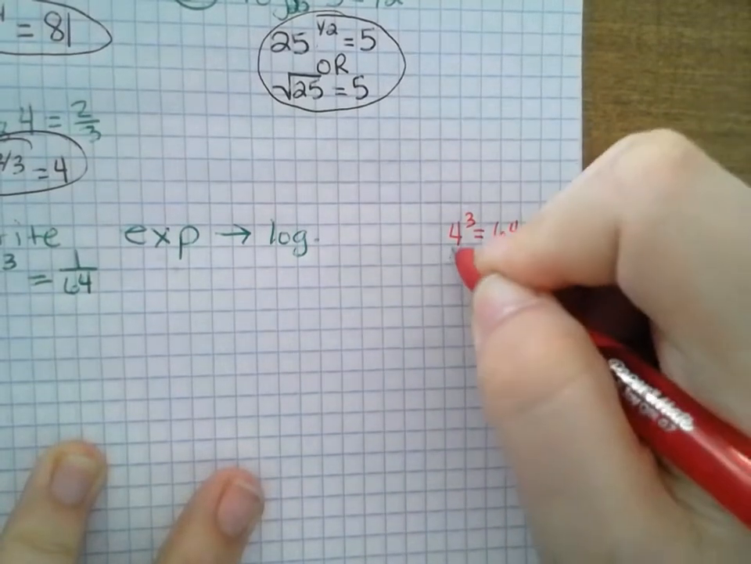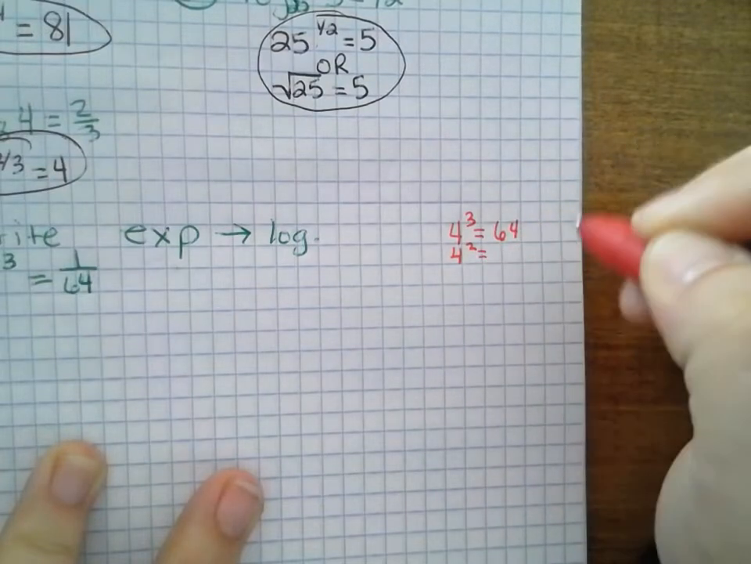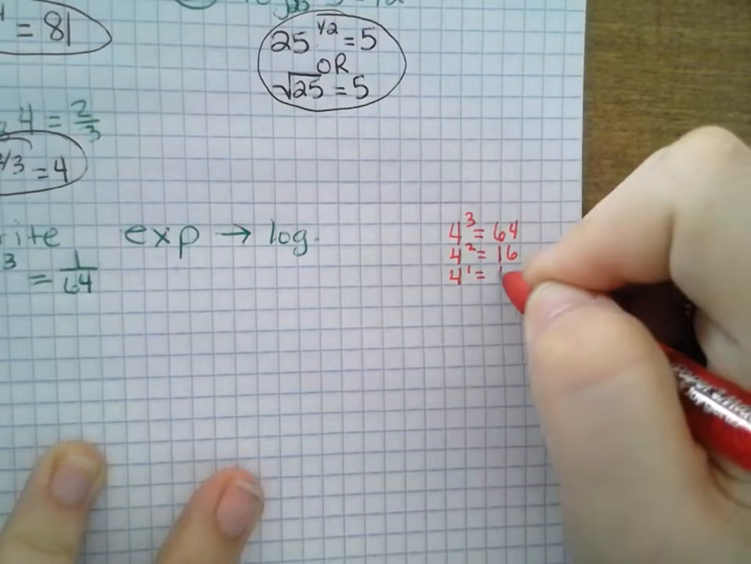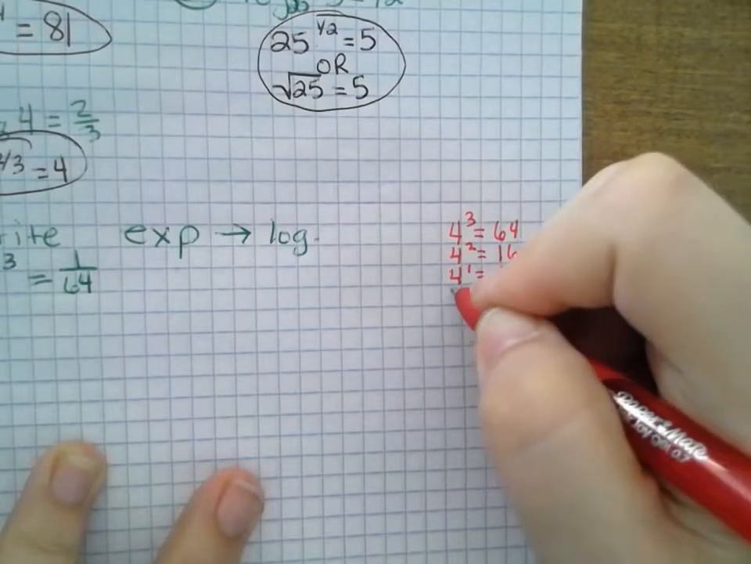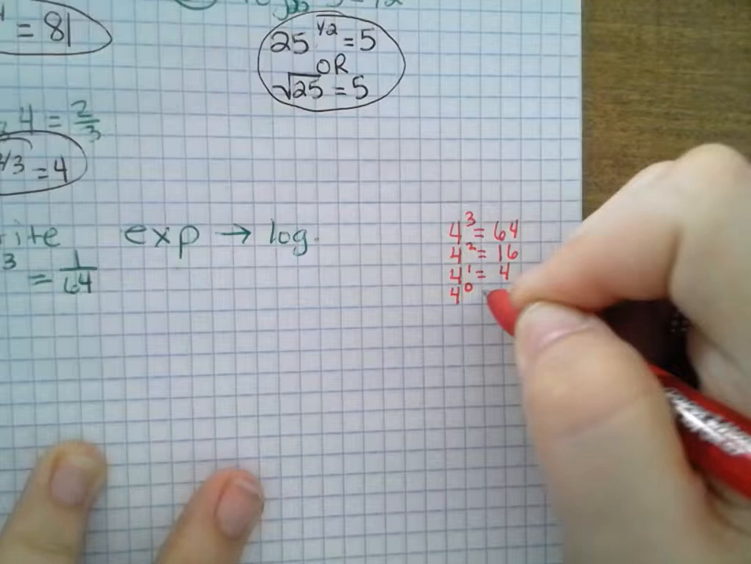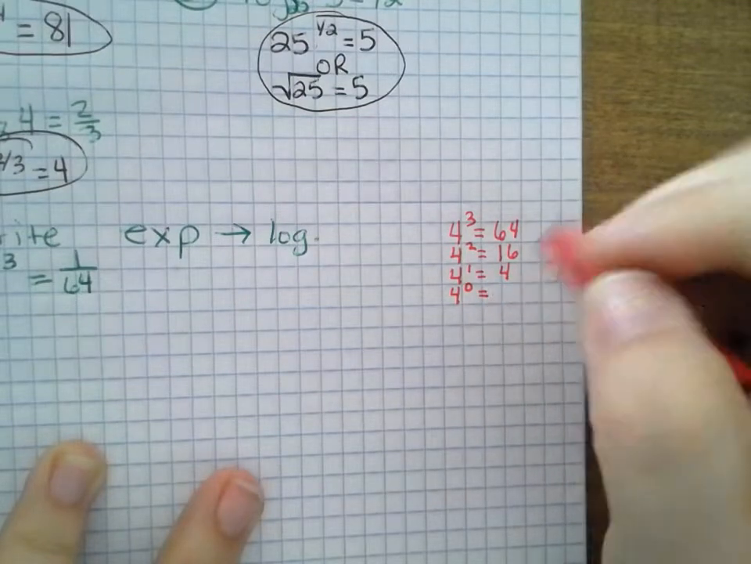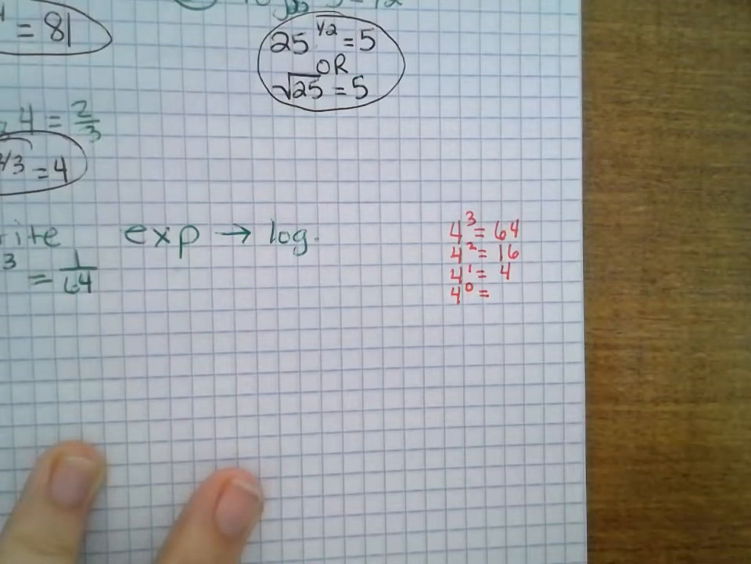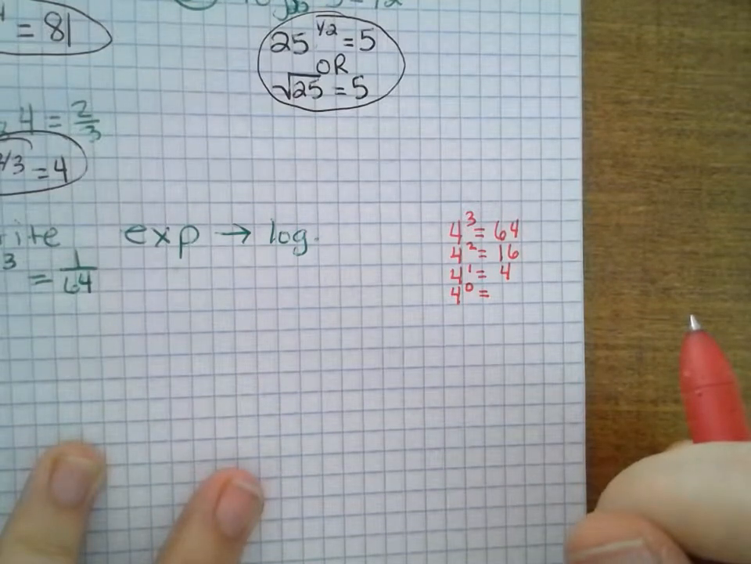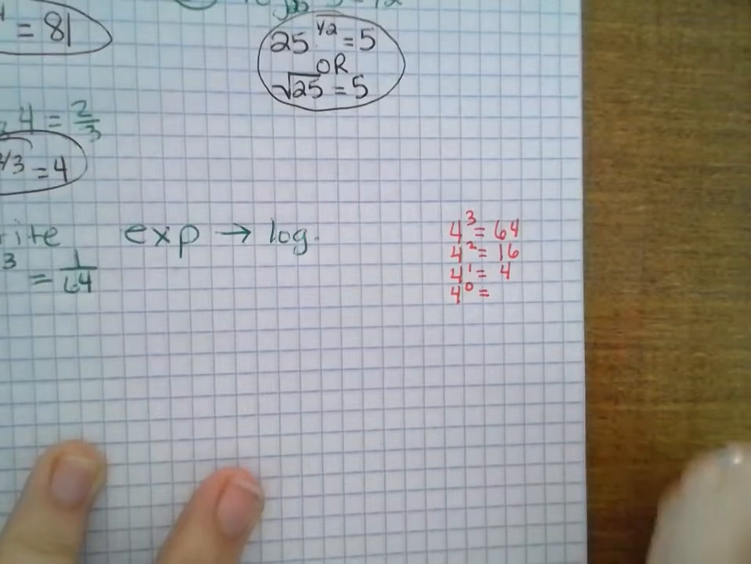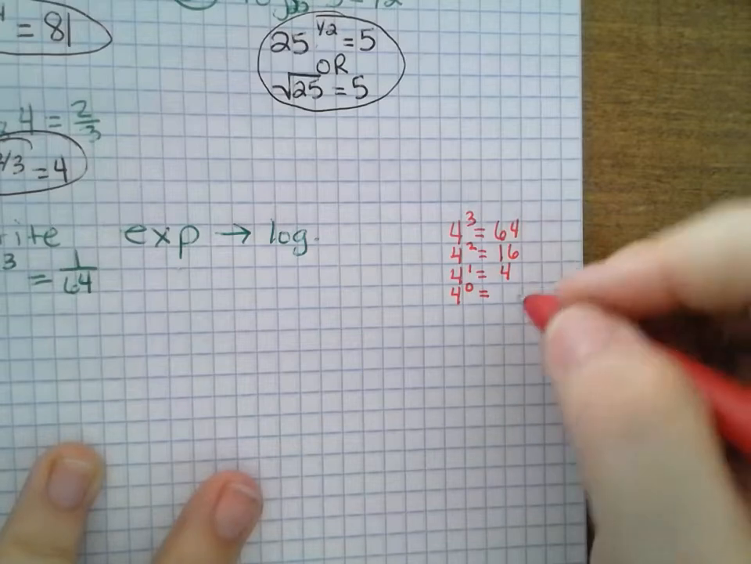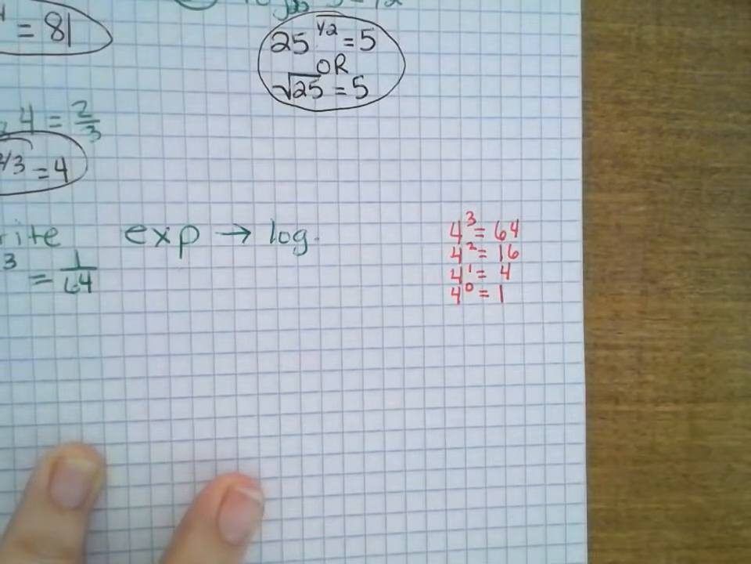What is 4 squared? 16. What's 4 to the first power? 4. What is 4 to the 0 power? Oh, pumpkins. Anything to the 0 power is? 1. Okay, I see you. Anything to the 0 power is 1. It doesn't matter what it is.